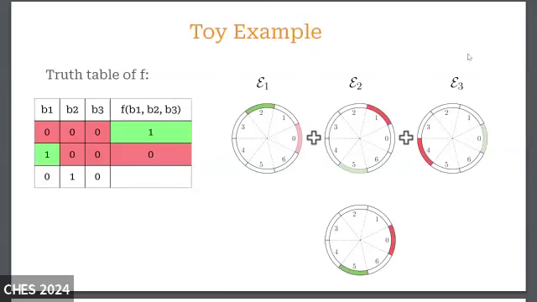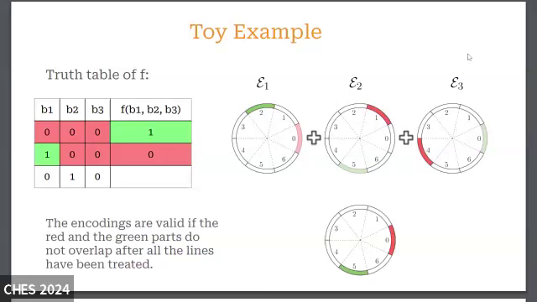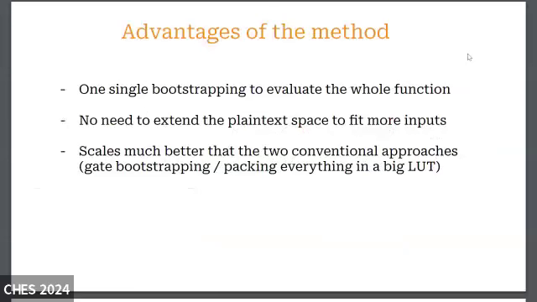And of course, if you take random p-encodings without thinking too much, you're going to have some overlap in your result. And if you have an overlap, you lose correctness, because it means that some part of the torus is both the bit 0 and the bit 1. So that's nice, but how do you find the right p-encodings? So yeah, before, what are the advantages of the method? It solves the 2 problems of the previous approach, which is that you have one single bootstrapping to evaluate the whole function, and you don't need to extend the plaintext space to fit more inputs, because all you're doing is doing a sum, and the sum is free.